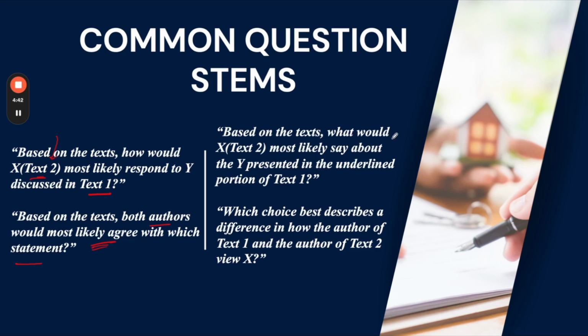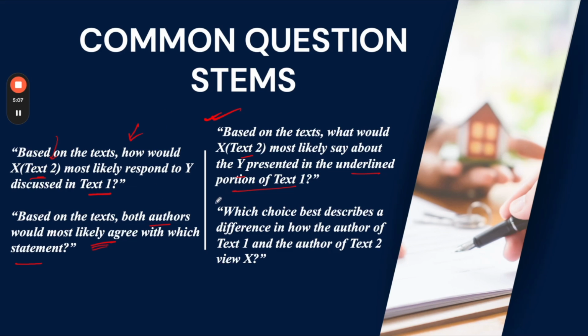Now let's see the next question stem. Based on the text, what would X, that is in text 2, most likely say about the Y presented in the underlined portion of text 1? So again, it's similar to the first question stem that we read. The only different part for this question stem is that something has been underlined in text 1, and how would the person in text 2 react to that underlined portion of text 1.